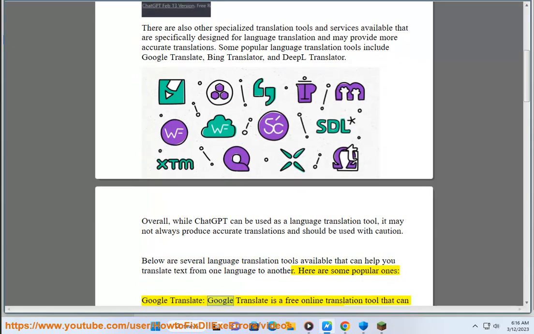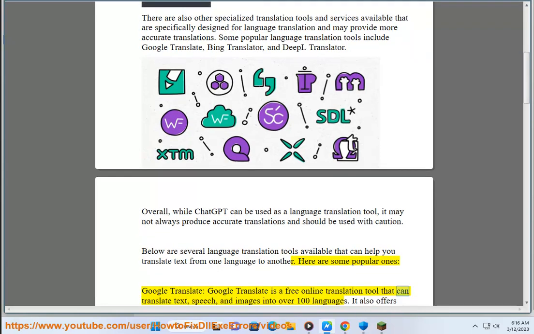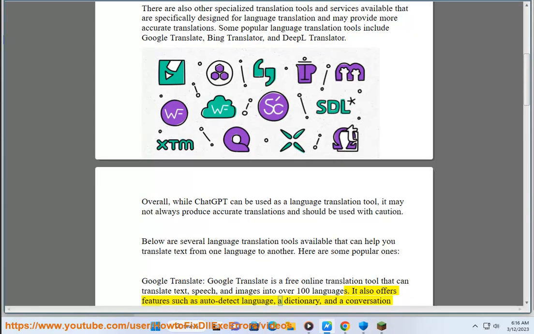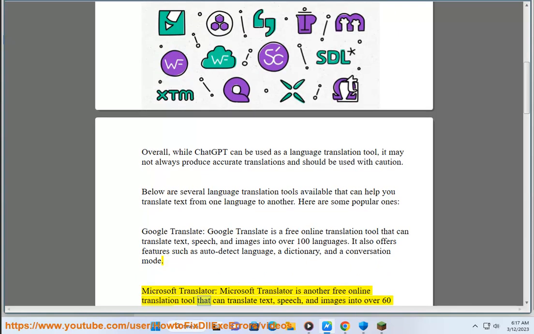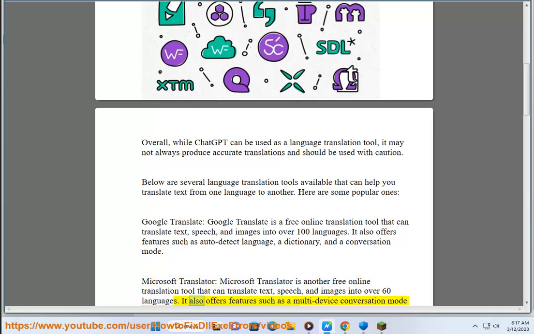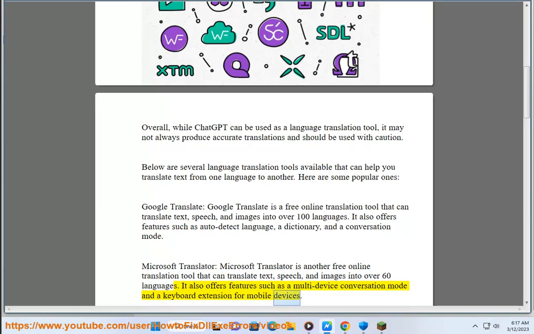Google Translate. Google Translate is a free online translation tool that can translate text, speech, and images into over 100 languages. It also offers features such as auto-detect language, a dictionary, and a conversation mode. Microsoft Translator. Microsoft Translator is another free online translation tool that can translate text, speech, and images into over 60 languages. It also offers features such as a multi-device conversation mode and a keyboard extension for mobile devices.